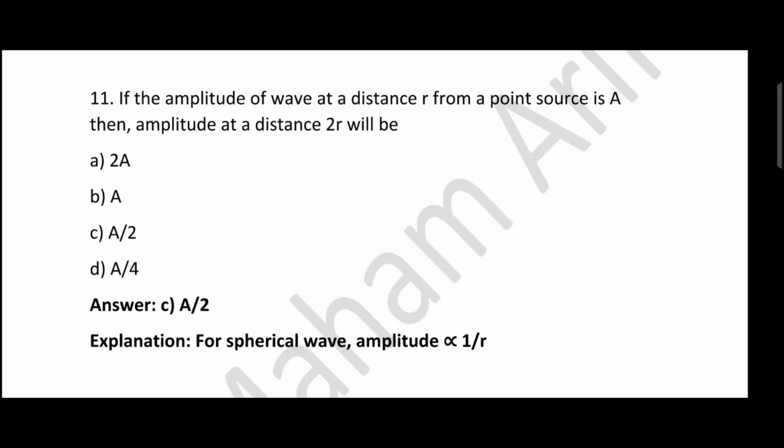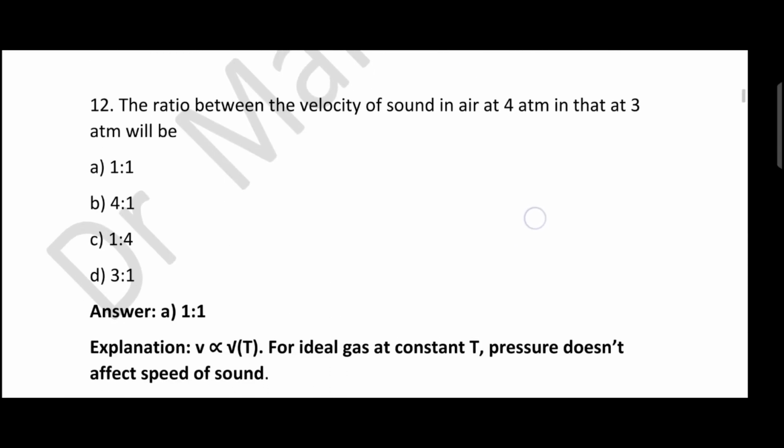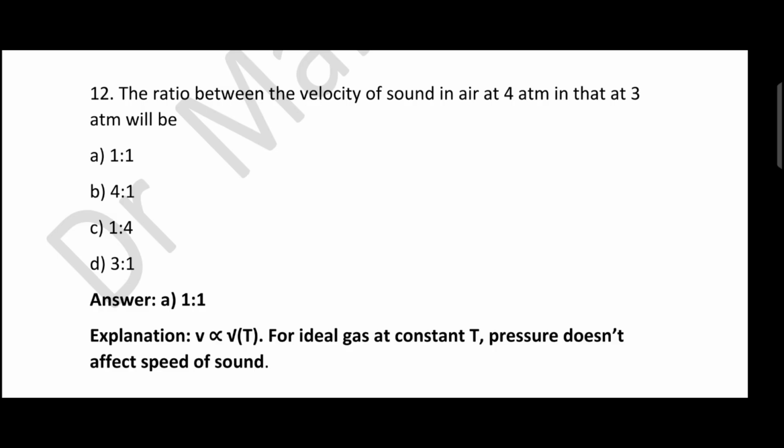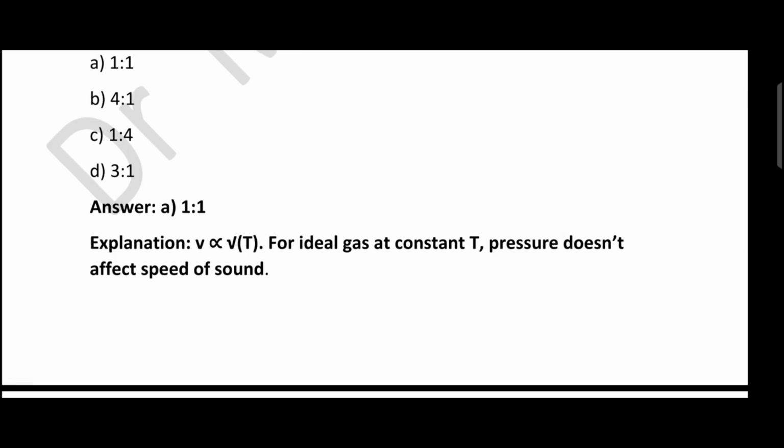If the amplitude of wave at a distance r from a point source is a, then amplitude at a distance 2r will be. Correct answer is option C, that is a by 2, because for spherical wave amplitude is directly proportional to 1 by r. The ratio between the velocity of sound in air at 4 atm to that at 3 atm will be. Correct answer is option A, that is 1:1, because for the ideal gas at constant temperature, pressure doesn't affect the speed of sound.